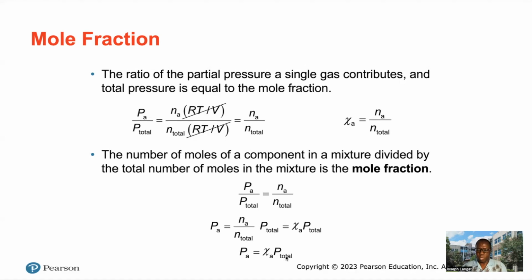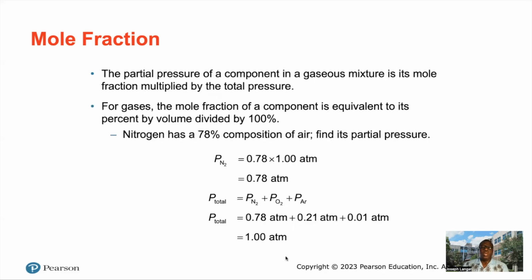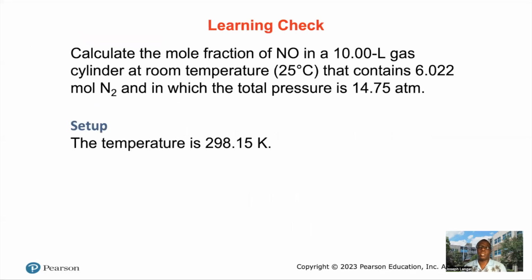That gives us the total pressure in a collection. We have 78 nitrogen. You will get the total pressure.